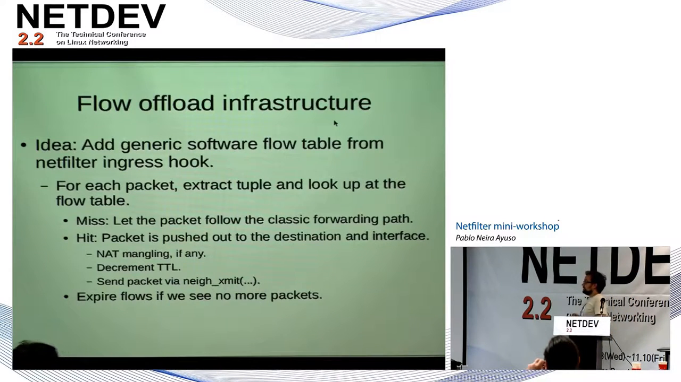So if we have a hit, we are going to apply the NAT mangling, if there is any, we are going to decrement the TTL and just send it to the right port using neigh_xmit. So we have a lazy approach to specify flows. Basically, this is more of a stateless thing. So we have a timeout for all the entries. That timeout is going to be the same for all the entries. And if we see no more packets hitting that entry in the flow table, it's going to let it expire.